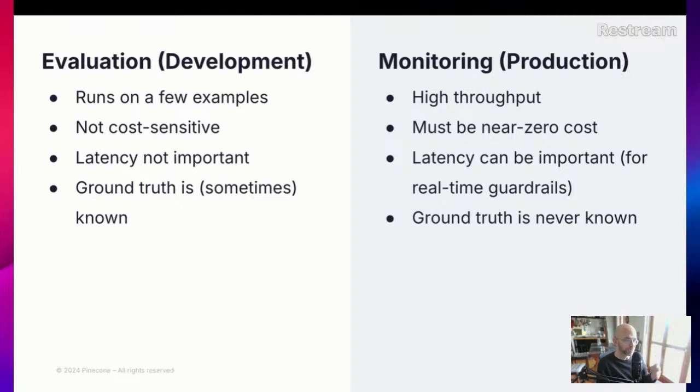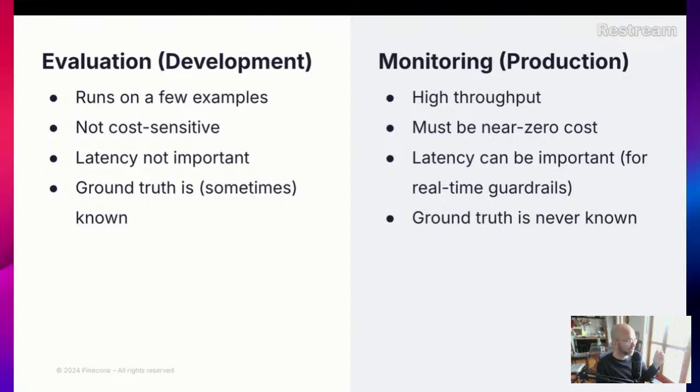Let's say you have millions of users asking millions of questions a day, and each of these millions of results costs you 1 cent to test, then the cost will be really, really high. But during development, if you only had 10 or 50 or 100 examples, 1 cent is nothing. It's $1. But for millions of examples, it's super, super expensive. So the cost for doing production monitoring has to be almost zero.